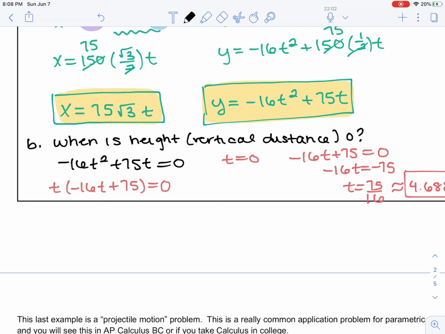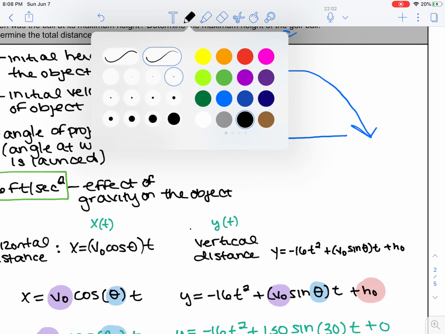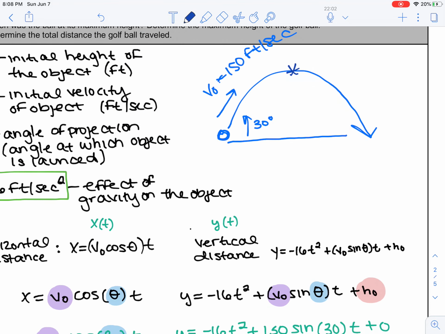So, it's actually asking when was the ball at its maximum height, and we also want to determine the maximum height of the golf ball. So if we look back up at our picture, the maximum height is going to be right here. Thinking about our studies of quadratics and parabolas, this is happening at the vertex, right? The maximum height of our golf ball is happening at the vertex of our parabola.